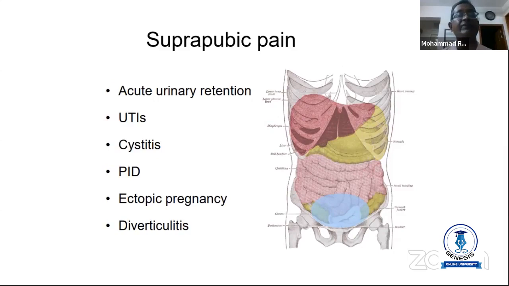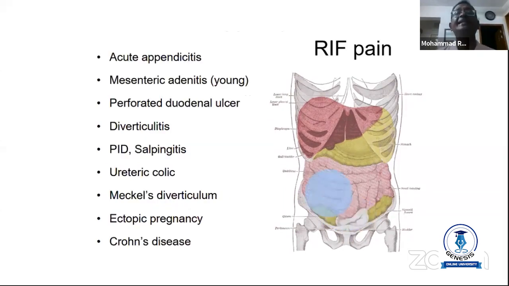Never forget about diverticulitis. Right iliac fossa is the most common area. We are always happy with finding the patient having acute pancreatitis. One important cause of abdominal pain is acute appendicitis. Mesenteric adenitis is an enlarged lymph node in the mesentery.